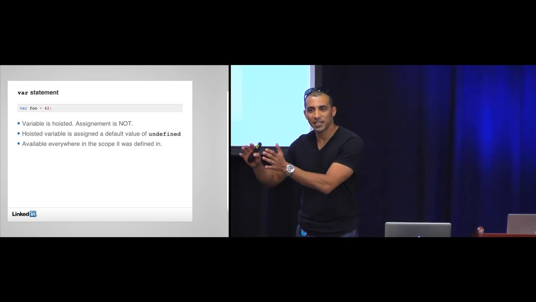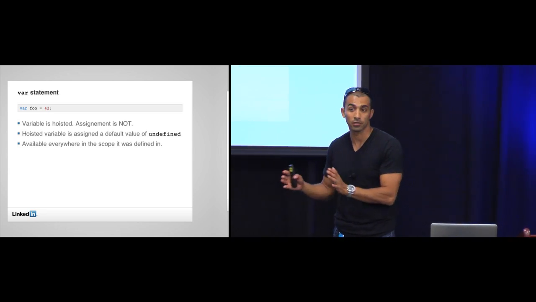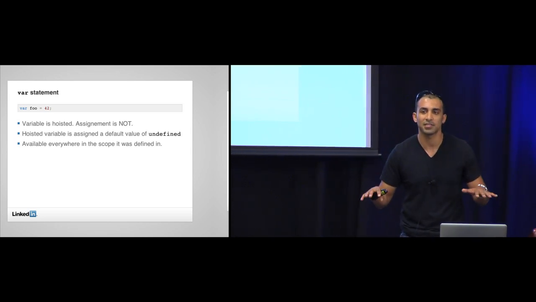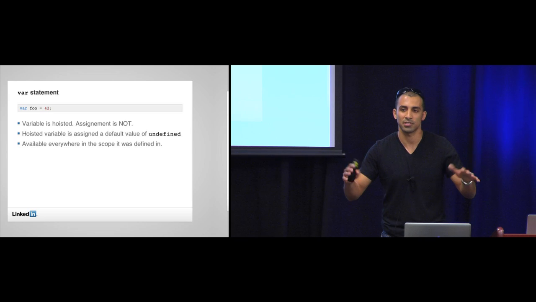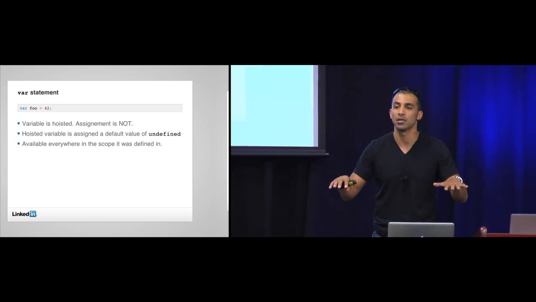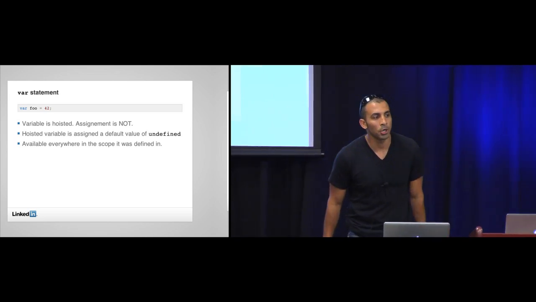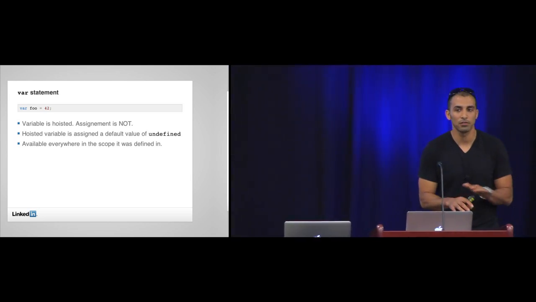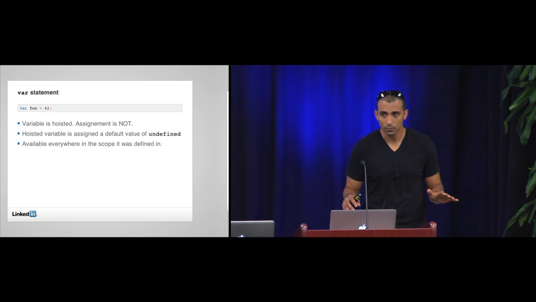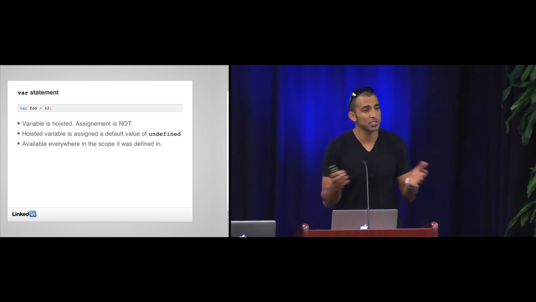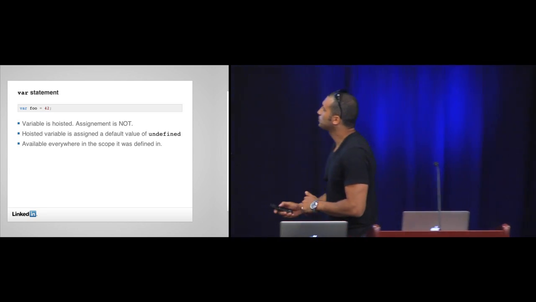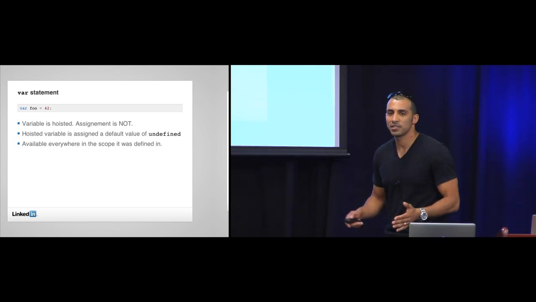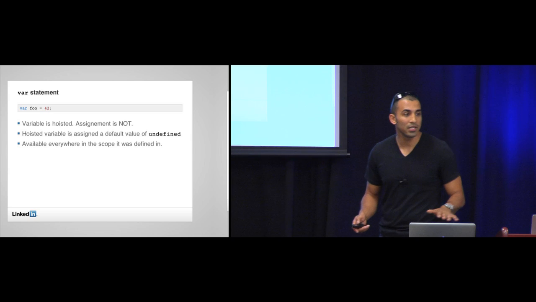So var and then the identifier, or name. The assignment is not moved to the top. The assignment stays exactly in its lexical address. It stays exactly, in other words, where it is in the piece of code. When the variable is hoisted to the top of the function, it's given a default value of undefined. Unless, of course, the variable is already at the top, in which case the assignment goes on right away. And the variable that has been hoisted is available everywhere inside of the enclosing scope.